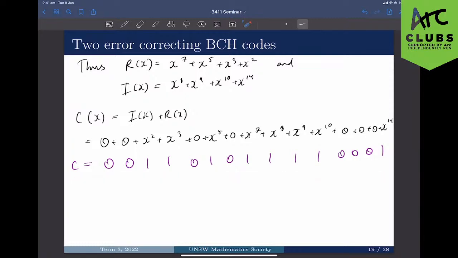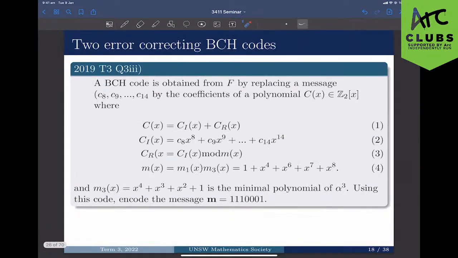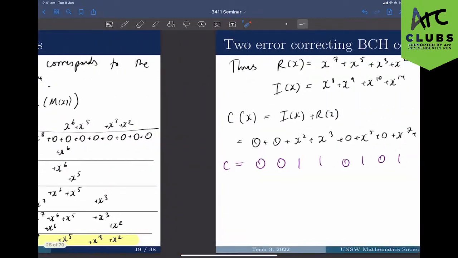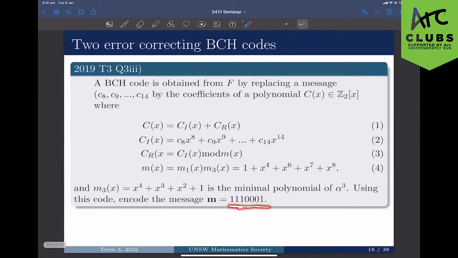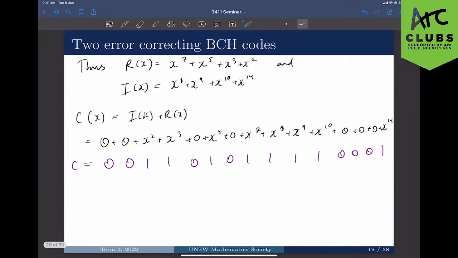So I think our original question was to encode this message, and we have successfully done so. If we remember, this is what our message looks like. And here we can see that the last k bits of our code word is pretty much the message. So everything is looking good.